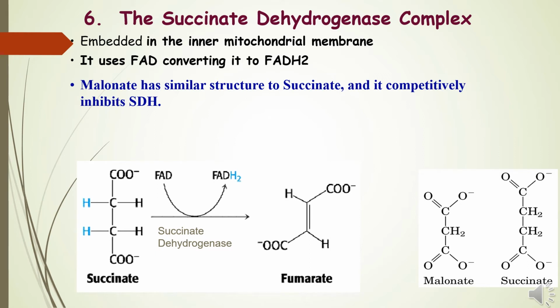We have metabolites that can competitively inhibit succinate dehydrogenase as its structure resembles succinate. This metabolite is malonate. It can inhibit this reaction. So malonate is an inhibitor of citric acid cycle, or one of the inhibitors of citric acid cycle.